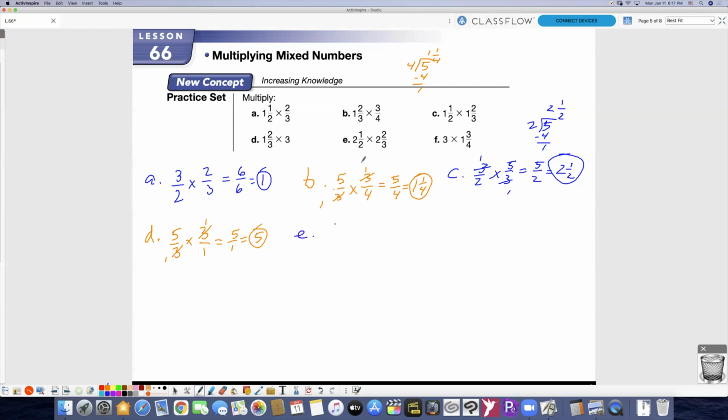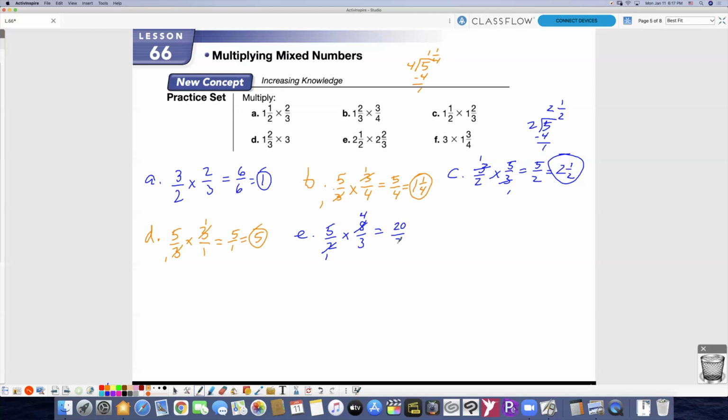All right, and letter E. 2 1/2 times 2 2/3. So that'd be 4 plus 1 makes 5 halves. 6 plus 2 makes 8/3. Okay, now I need to multiply that out. I could do 40/6 if I wanted to, but I see that I can do some reducing here, because 8 divided by 2 is the same as 4/1. Now I have 20/3.